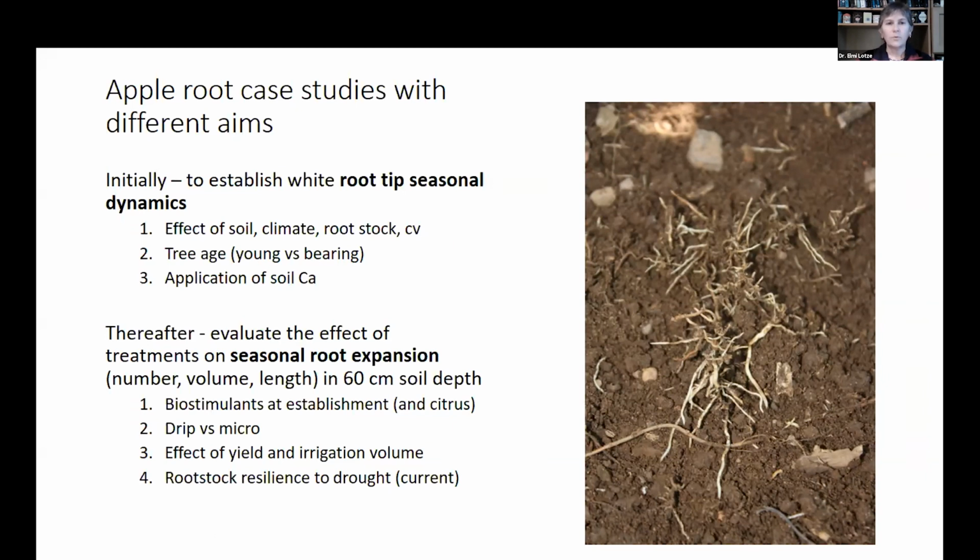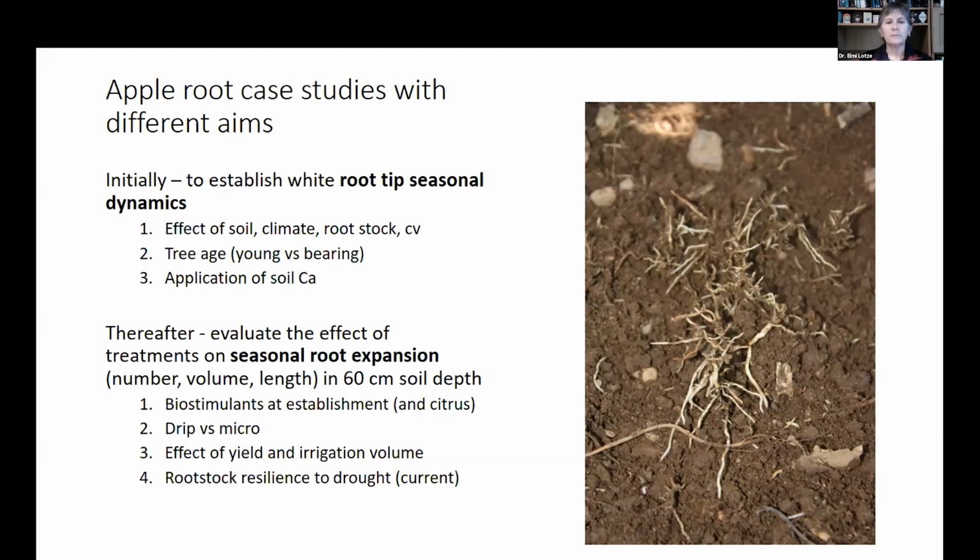Thereafter, I got a bit more enthusiastic, and we started to look at the other features of the software, and we also started to include the number, the volume, and the length of different roots. And in this regard, I evaluated that with a couple of trials.